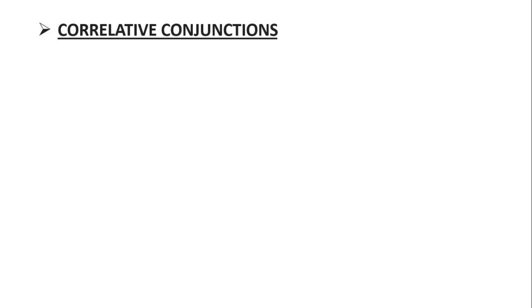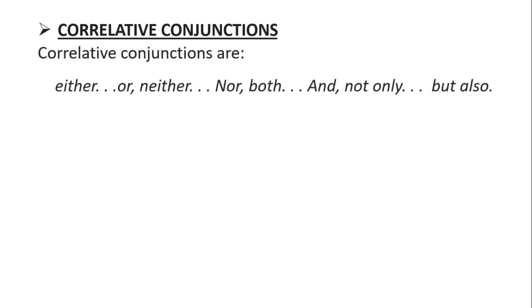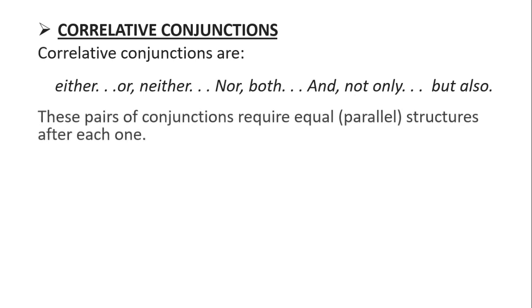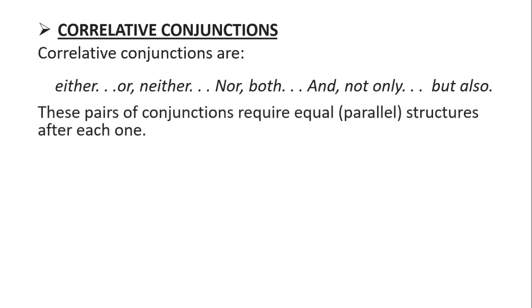Next one is correlative conjunctions. These are the paired conjunctions. They are used in a pair, like either or, neither nor, both and, not only but also. These pairs of conjunctions require equal structures after each one.